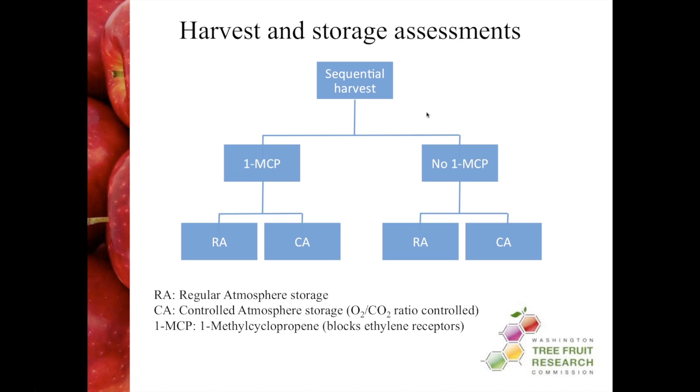And then we also test samples in regular atmosphere storage, so typical cold storage, but just in air. And then also in what's called controlled atmosphere storage. So again, it's cold, but the ratio of oxygen to carbon dioxide is controlled. And that, again, enables the fruit to be stored for a longer period of time. So our fruit gets pretty widely tested.